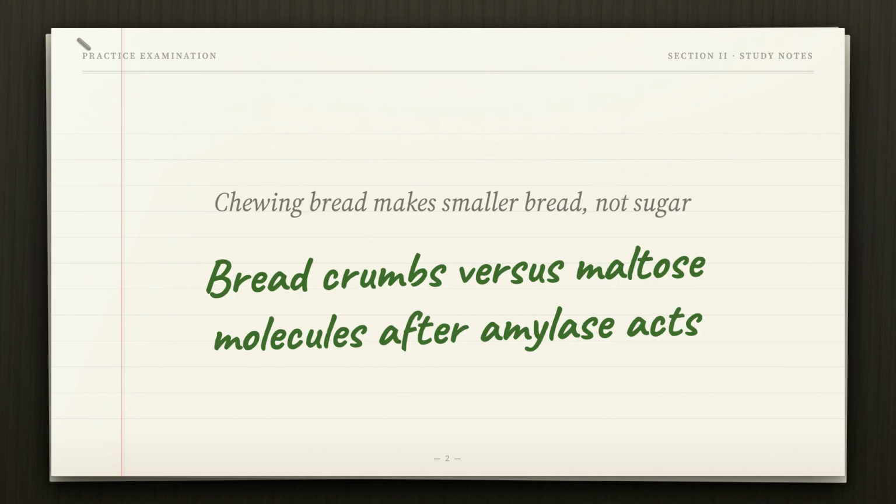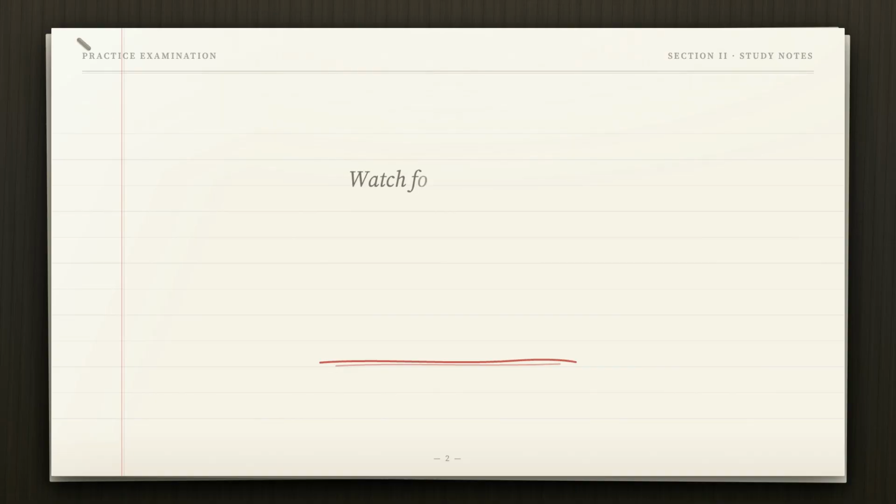Are the molecules coming out chemically different from the ones going in? Chewing bread just makes smaller bread, but salivary amylase turns it into maltose, a genuinely new compound. Size versus identity is the whole distinction.